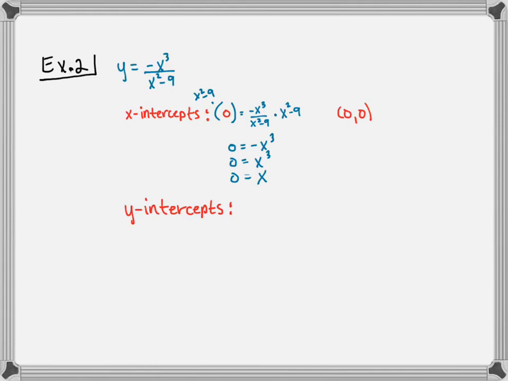So y-intercepts, remember we're substituting 0 in for x. So y equals negative 0 over 0 squared minus 9, or y equals negative 0 over negative 9, or y equals 0. So note our only y-intercept is 0, 0, so there's just one intercept, which is both the x and y-intercept.